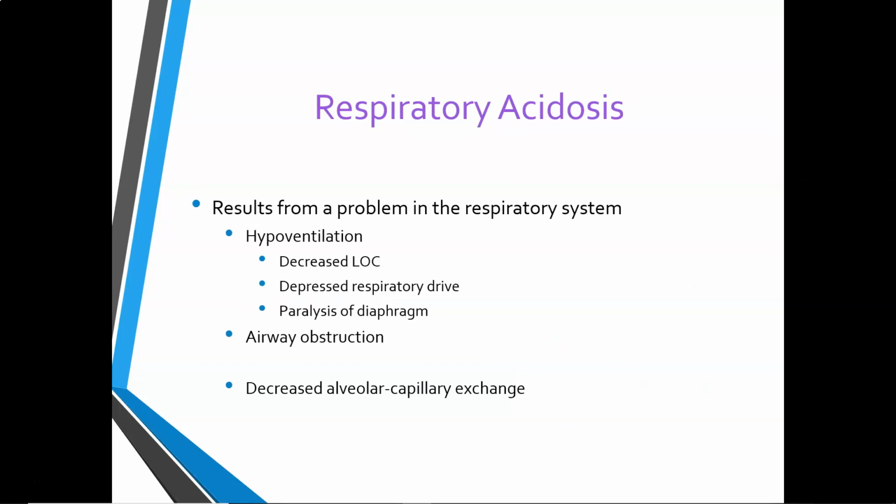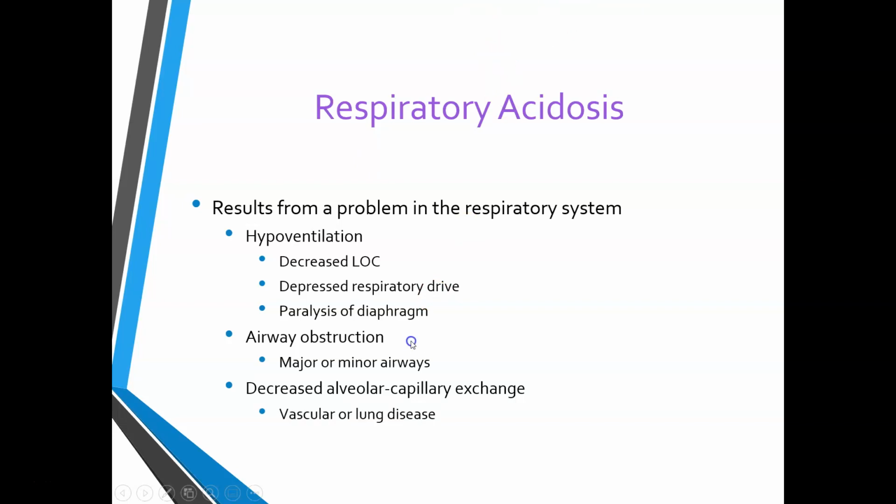So the first one we're going to talk about is respiratory acidosis. This results from a problem in the respiratory system. It can be a result of hypoventilation, which can cause a decrease in level of consciousness. It can depress the respiratory drive. Also can be caused by paralysis of the diaphragm, airway obstruction of either the major or minor airways, and it can also be caused by decreased alveolar capillary exchange, and that can be due to a vascular or lung disease.